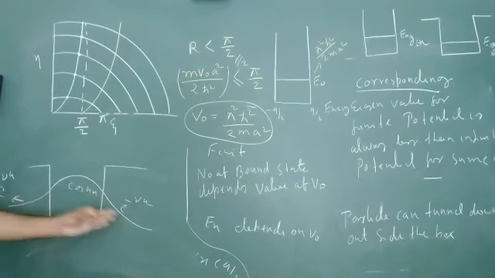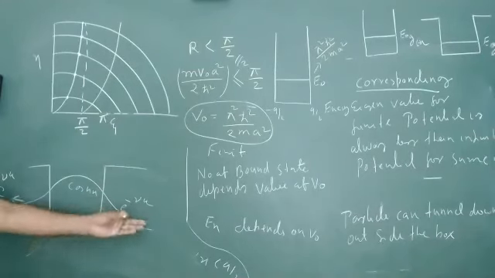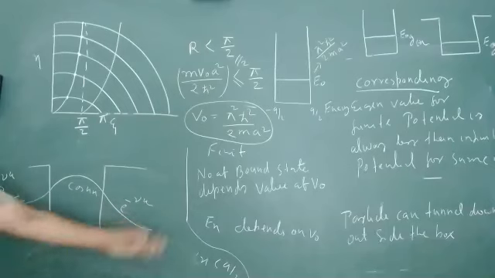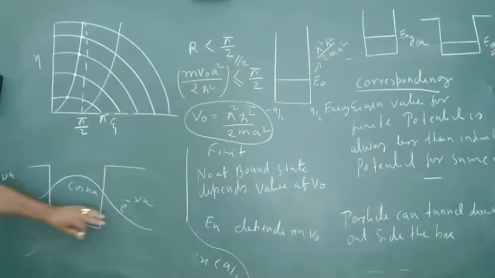So why these are like this, you can see the wave function is decaying up to infinity. So that is why I am saying there is a finite probability to find the particle outside the well also.